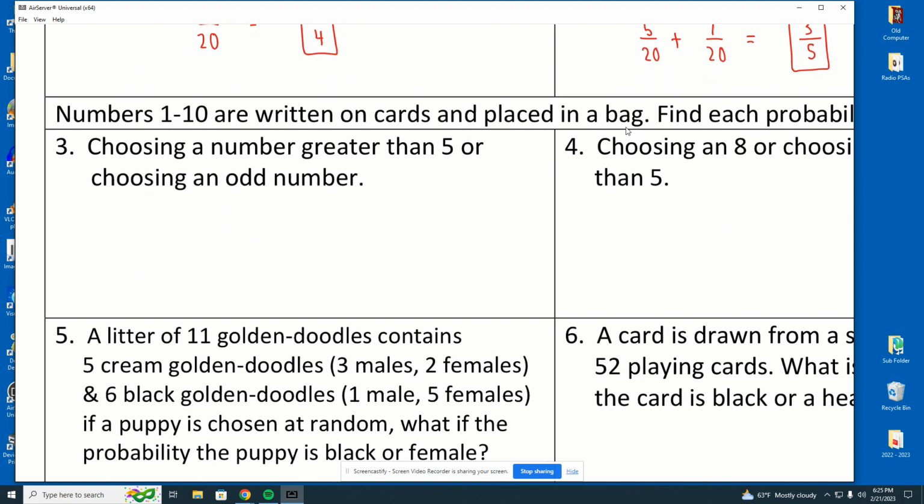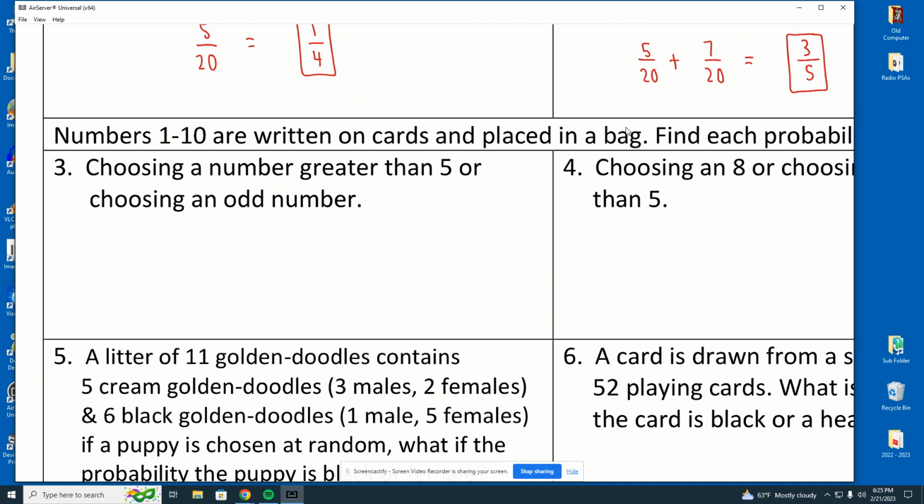Okay, here's where things turn just a little bit. Number 3, it says choose a number that's greater than 5 or choose a number that's odd out of 1 through 10. Well, greater than 5 includes 6, 7, 8, 9, and 10. So that's 5 out of 10 possibilities. Plus an odd number. Well, how many odds are there? You got 1, 3, 5, 7, and 9. So that's another 5 out of 10.